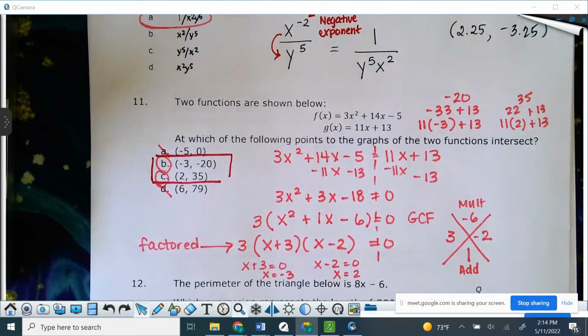It does touch in both of those places. So again, when it says when are they equal, that means when do they touch graphically, or algebraically you set them equal and solve.